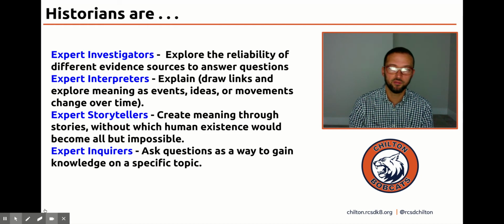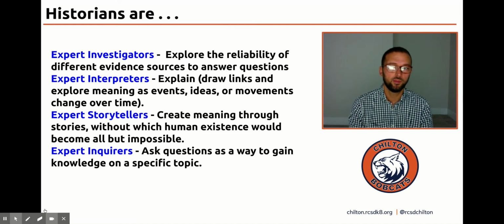Historians are expert investigators, expert interpreters, expert storytellers, and expert inquirers. So again, the focus here is we want to empower the students to be able to tackle the subject with their own unique set of skills.